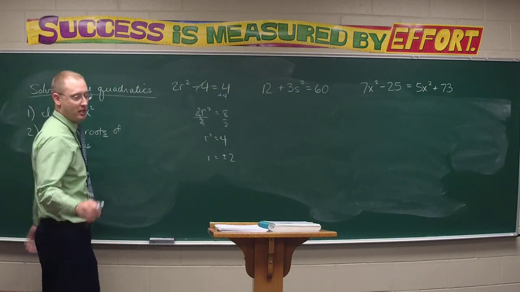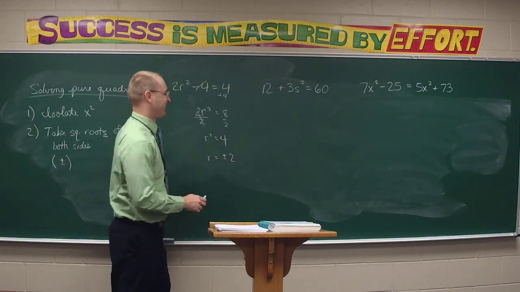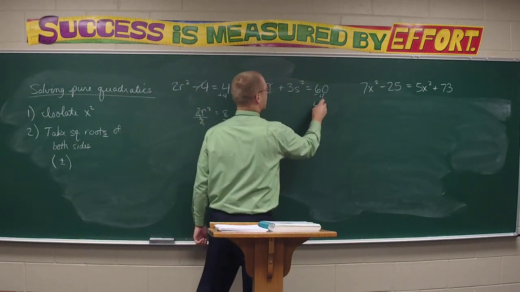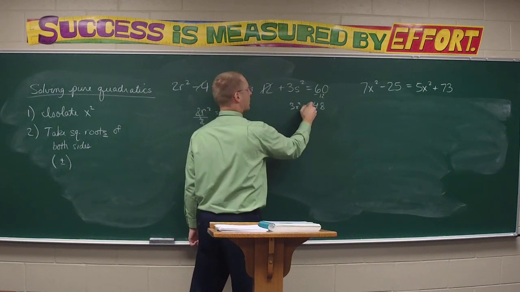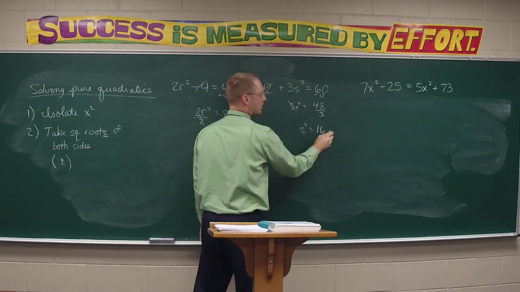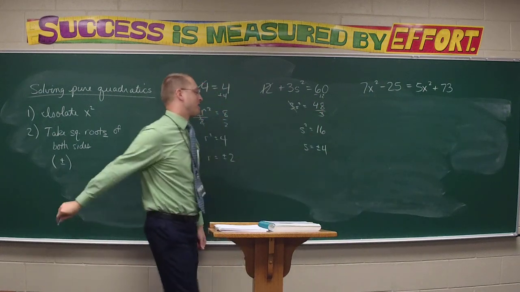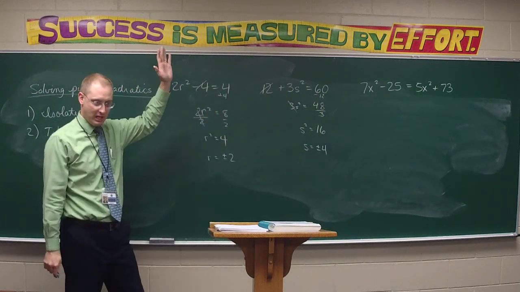Looking at the next one, Michael, now that you're finished, what do you want to do? You need to subtract the 12 to get 48. And then you gotta divide by 3 on both sides, and that gives you 16. Then you gotta take the square root, and that gives you positive and negative 4. Good job, getting both answers there. How many also had positive and negative 4 for the answers?